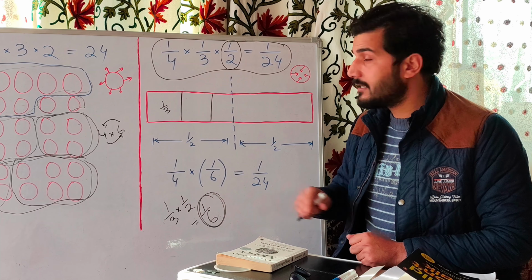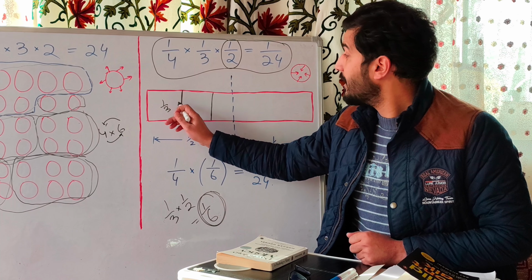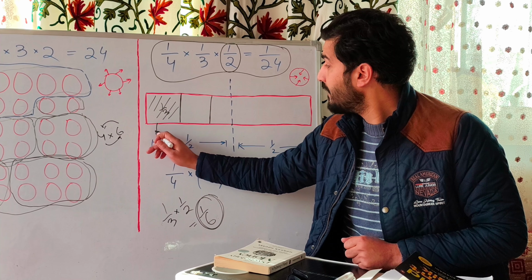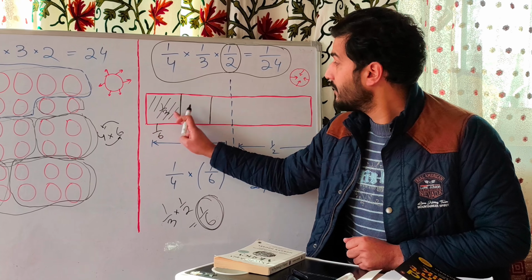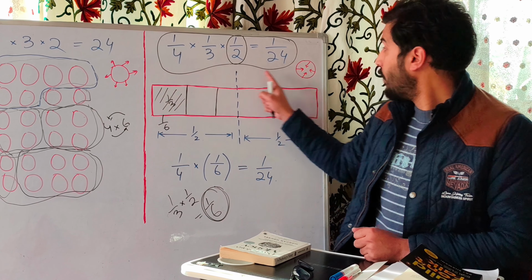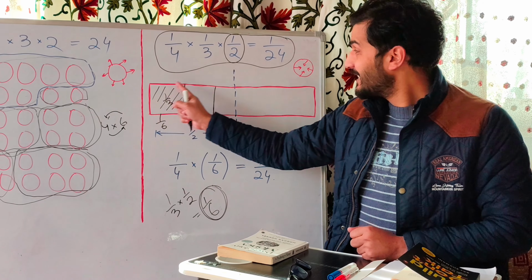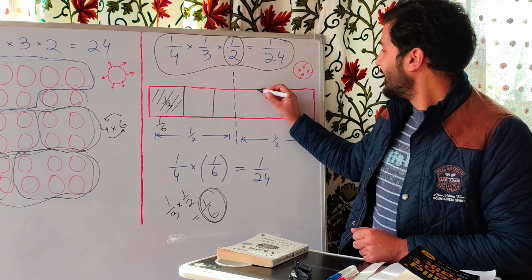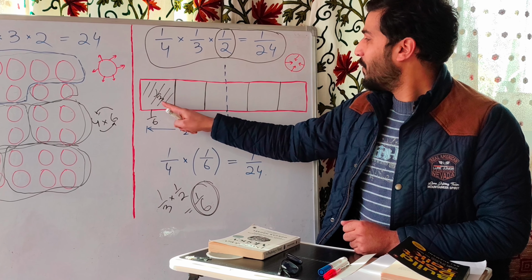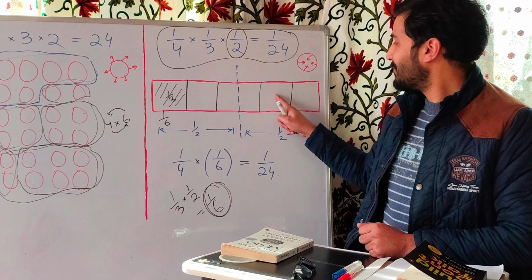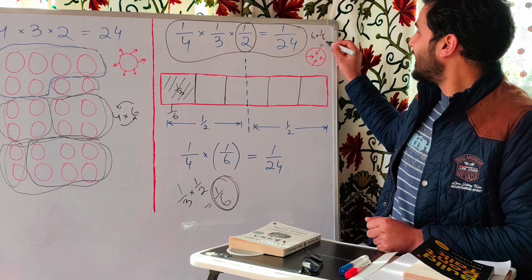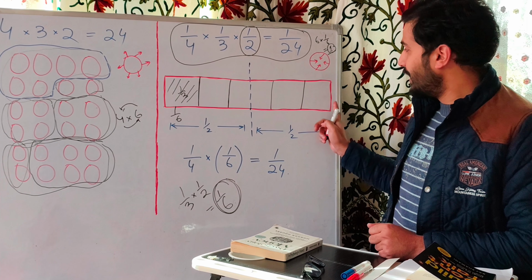This 1 by 6 is nothing but the same. This much of this part is also 1 by 6. But 1 by 6 of what? 1 by 6 of the original unit, the original whole. How? Let us draw these two lines. So this is 1 by 6, 1 by 6, 1 by 6, 1 by 6, 1 by 6, 1 by 6. So what does it equal to? It will become 6 times 1 by 6, that will become 1. So what is this 1? This 1 is the unit.